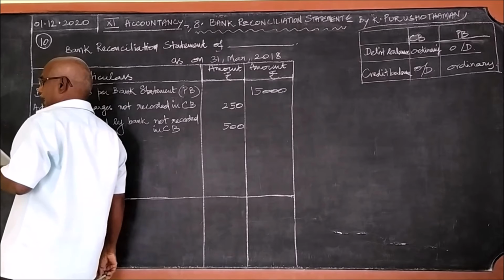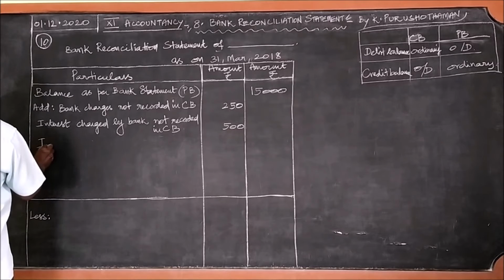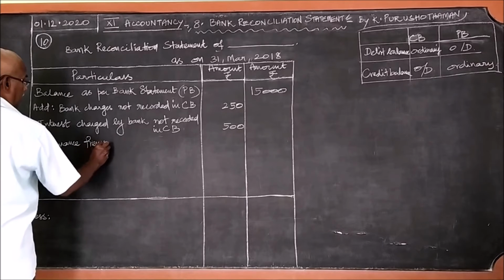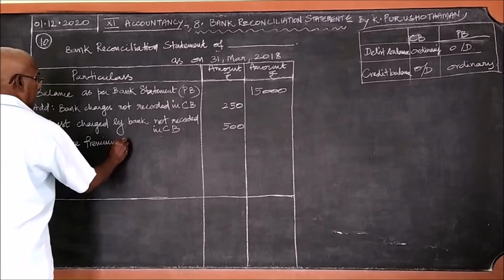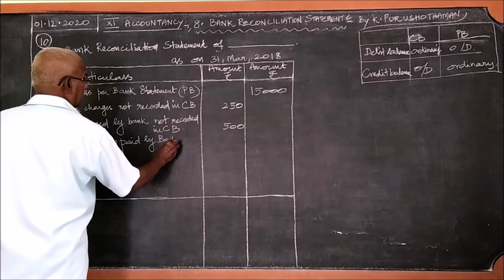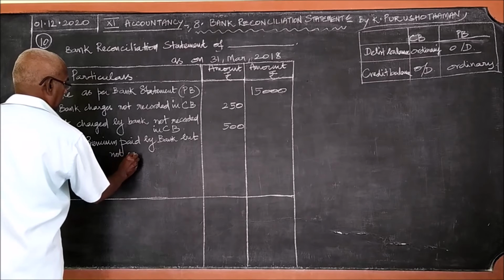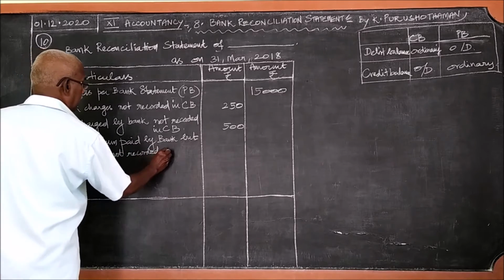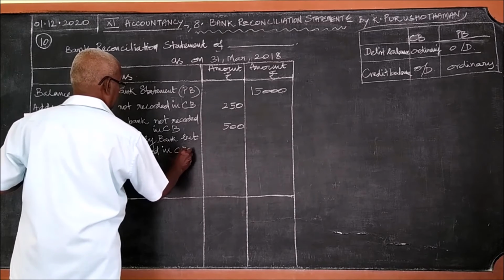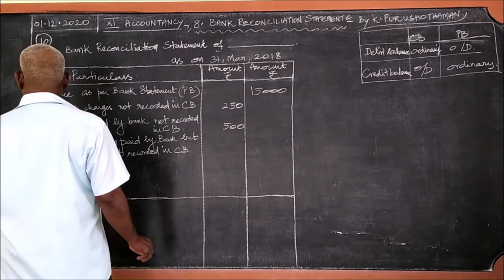Then the next item, insurance premium paid by bank but not recorded in cash book. The amount is 300.